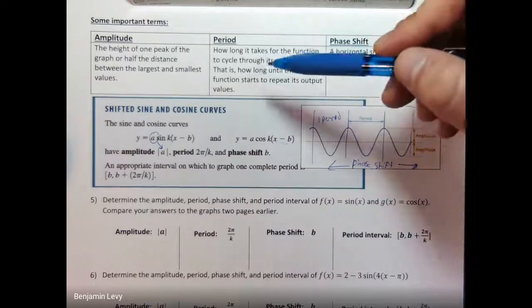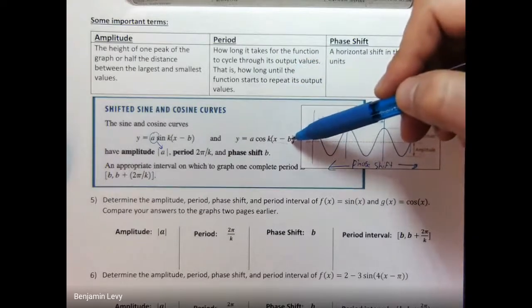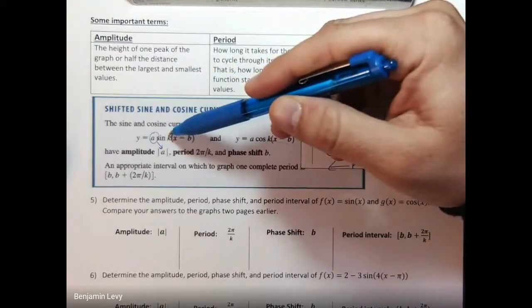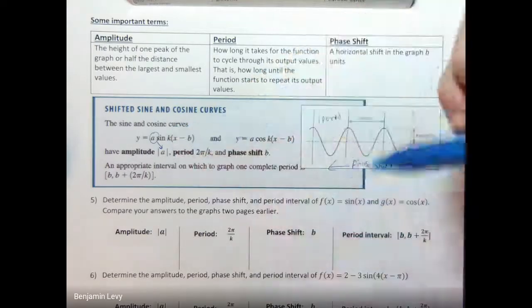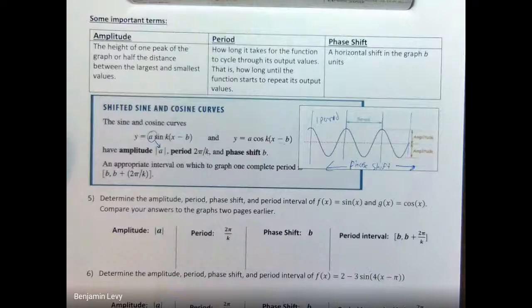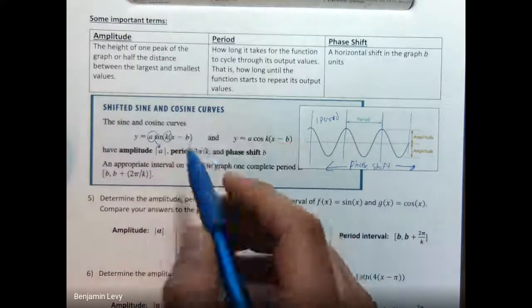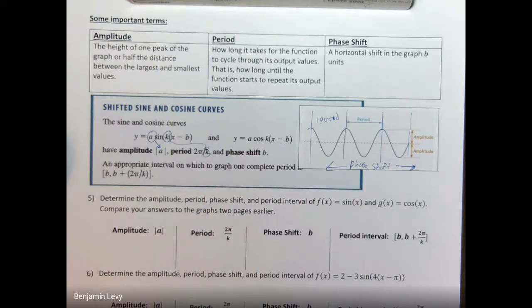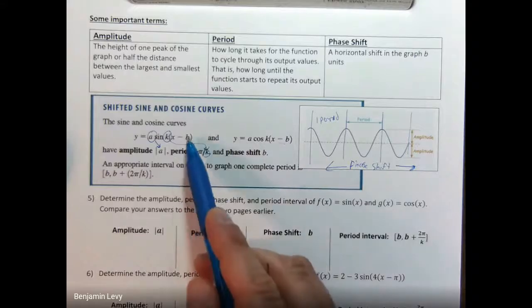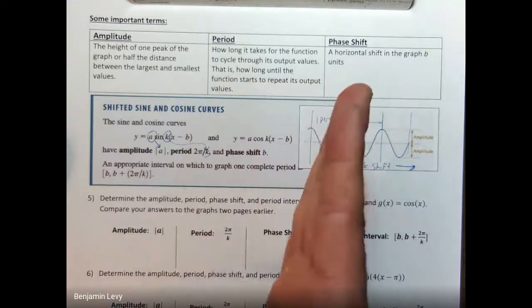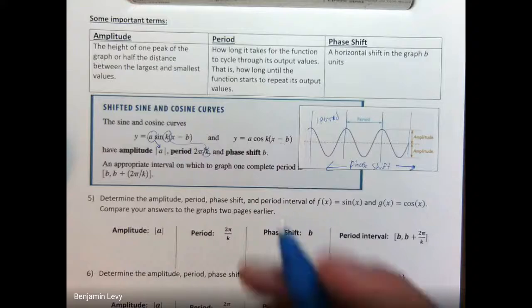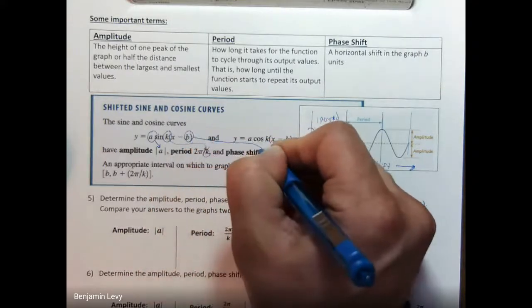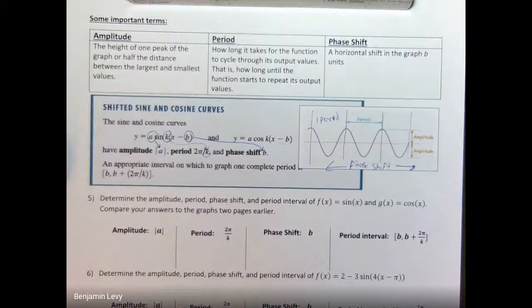Since we know that K controls horizontal stretching or shrinking, that's going to change the period, right? If we change the graph going like this, that changes the period length. And so whatever K is, the period is 2 pi over K. And then the phase shift, we know that the B component here shifts things left or right, so that means the phase shift is controlled by B. And so it's really easy to pick out amplitude, period, or phase shift from a function because you just look at A, K, and B, and those will tell you the answers.